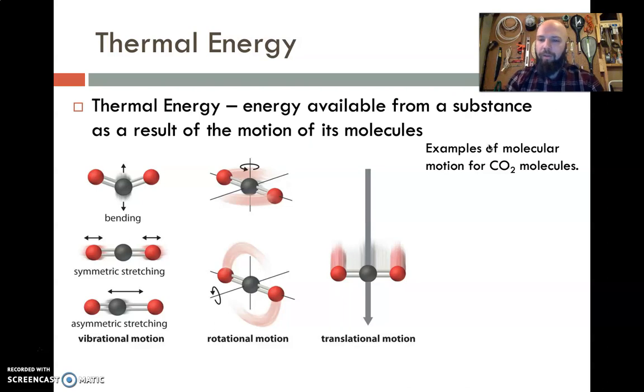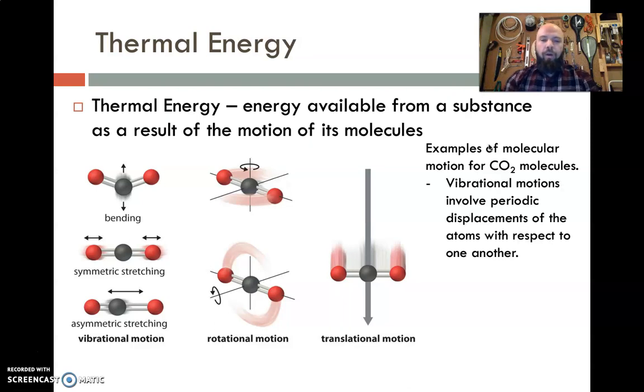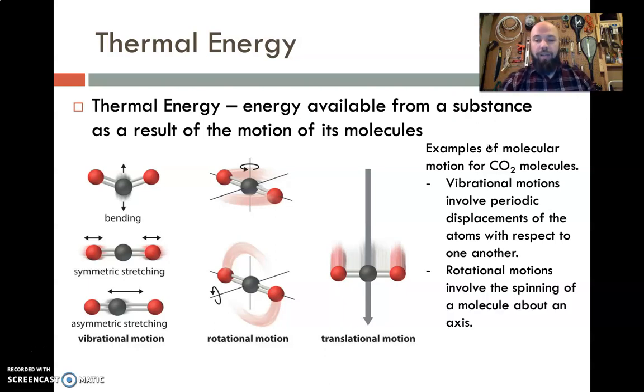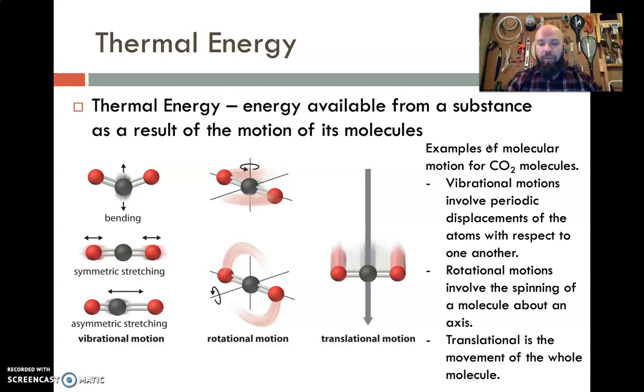Here's an example of a carbon dioxide molecule where the three types of energy are shown. Vibrational, which is the motion involving the actual movement of the bonds. So you see bending, and you see symmetric and asymmetric stretching. The second type is rotational motion, which involves some sort of spinning of the molecule around one of the axes of the carbon dioxide molecule. And then translational motion is the actual whole movement of the molecule itself.